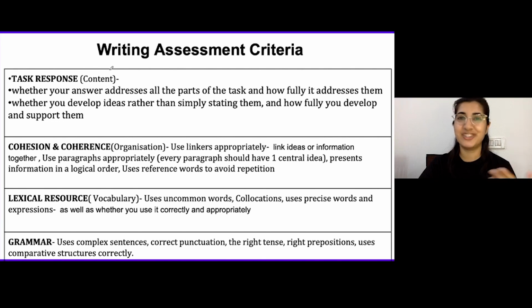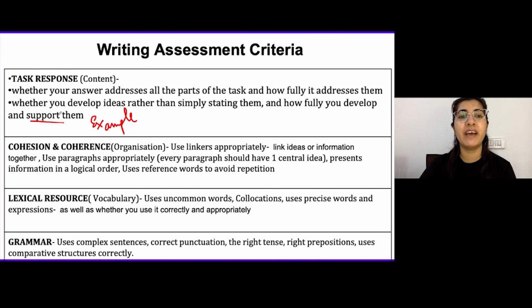First of all, it should be well developed. That means at least 270 words, and your ideas should be supported. Now, how do you support your idea? Very simple. You can support it by giving a relevant example with the same. Along with that, you need to make sure that you've answered all parts of the question. Sometimes the question may have more than one part.